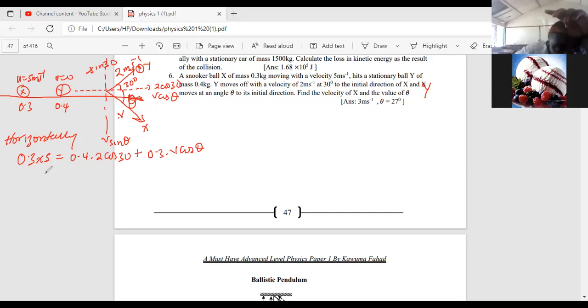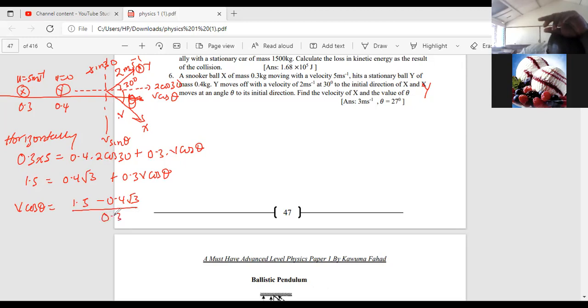You'll realize that this is 1.5 is equal to 0.4 root 3, because cos 30 is root 3 over 2. The 2 divides with the 2, plus 0.3 V cos of theta. So we can get V cosine of theta is equal to (1.5 minus 0.4 root of 3) divided by 0.3. Equation 1.